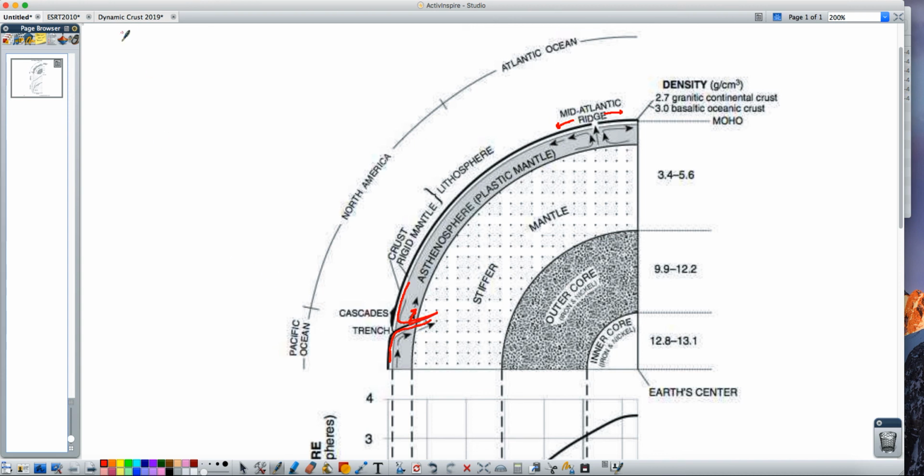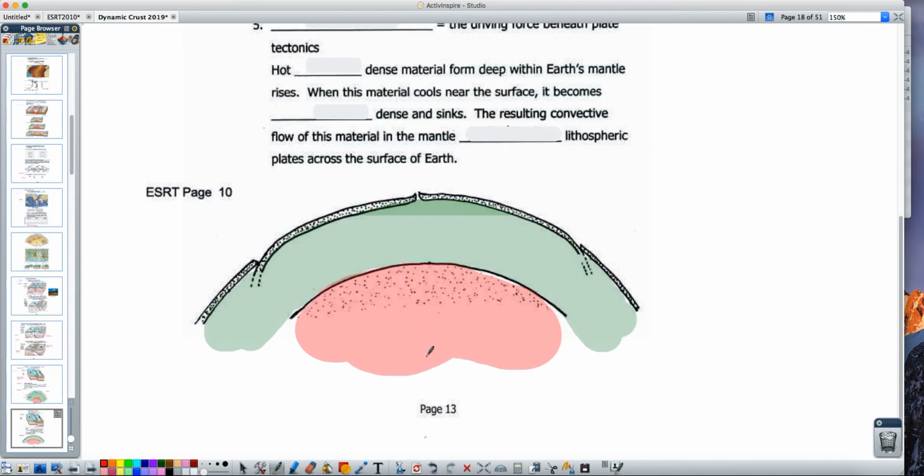So learn to recognize where that is. Let's take a quick look. Our video is running a little long. Please draw this better than I do. Here's where the material is coming up right there. The material is coming up right there. And the material is coming down right there. And it's coming down right there. And you can finish your pattern like this. And you can peek at your ESRT to see how it looks on page 10. Okay, so there's your convection pattern.